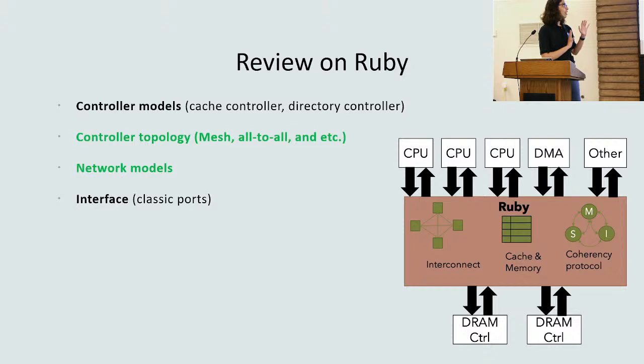So we've been seeing this figure a lot. Like Jason was mentioning, we have this black box Ruby that describes our interconnect, our cache and memory, and our coherency protocol. And now what I want to talk to you about is the controller, the interconnect. And this is not only the topology, but also the technologies that you can use to implement this.